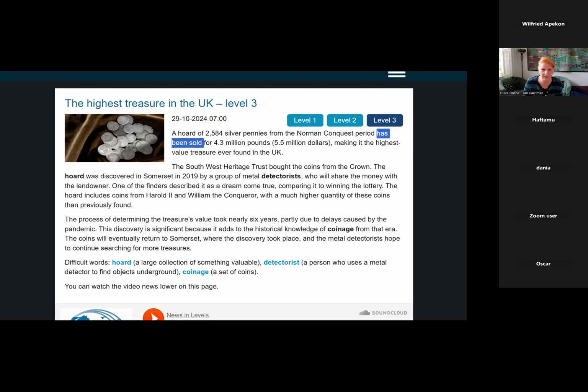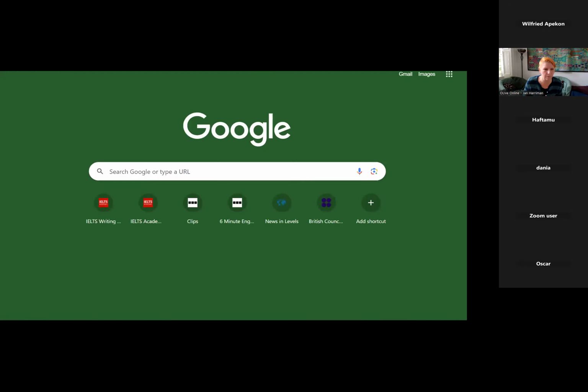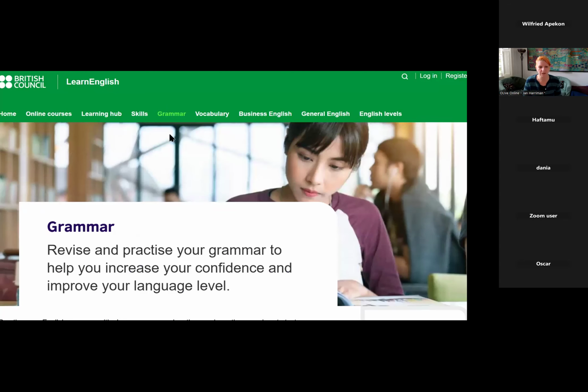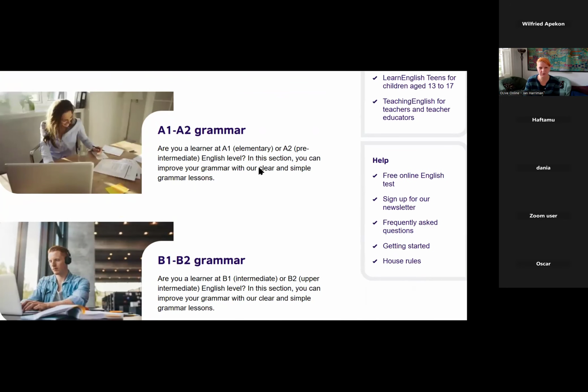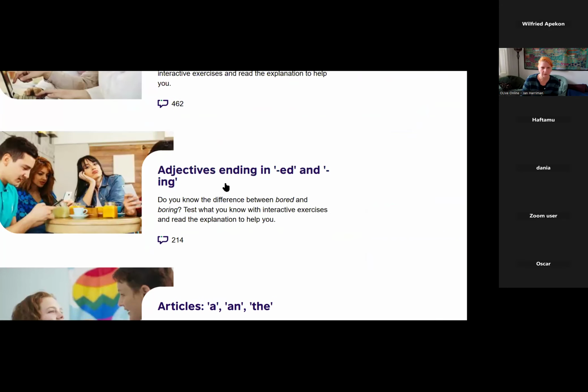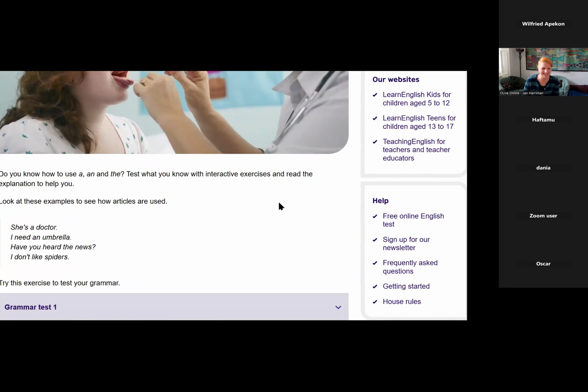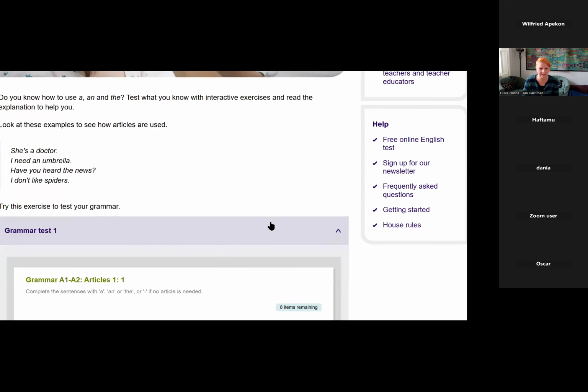And the last thing I'm going to show you is the British Council. And if you want to check your grammar, go to the grammar section and you can choose a level. And in each of these, you'll be able to find, are you unsure about when to use a, an, and the? Excellent. Let's get your articles right. All right. And so there's an explanation and then there'll be a quiz.